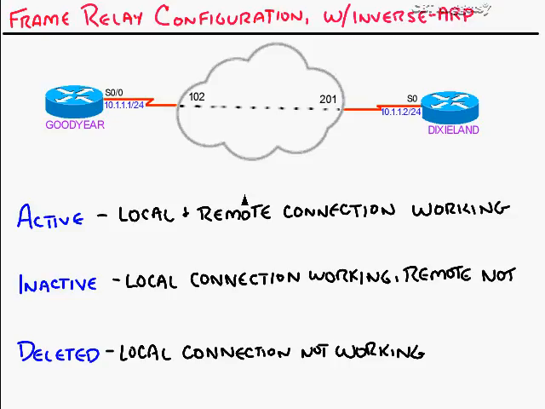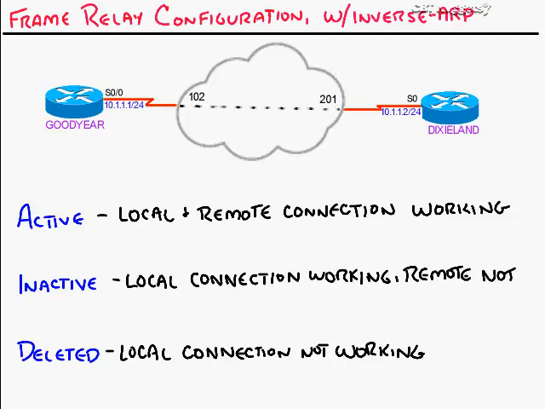Deleted means the local connection is not working. Dixieland is coming to the frame relay provider saying, I want to use DLCI 201, and the frame relay service provider is going, what's DLCI 201? I don't know what that is. So the local connection is not working. The remote connection is unknown. It's pretty much saying if you can't connect, I'm not too sure what you're trying to connect to on the other side, so I'm unable to verify it. Typically, the reason you'll end up with a deleted DLCI is if you statically configure one on your router. You go into Dixieland and say, I want to statically use DLCI 209, and the service provider says, I don't have 209. What is that DLCI? That's when you'll see a status of deleted.